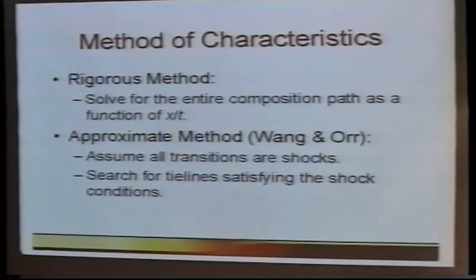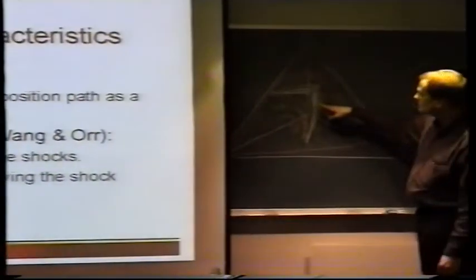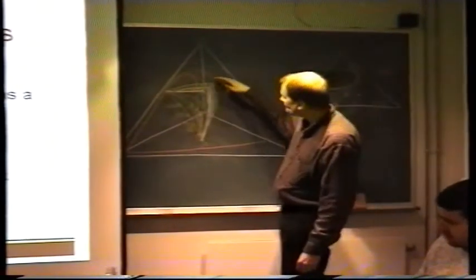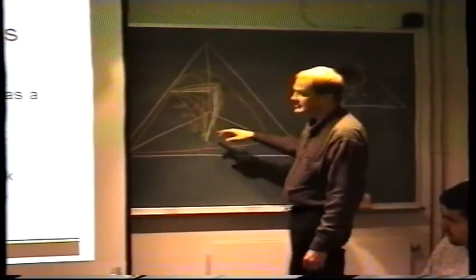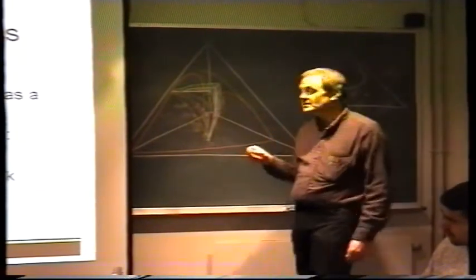Now there's been an approximate method that has been proposed by Wang and Orr at Stanford, and they say that if you assume that all the transitions from one tie line to the next are shocks, in other words, sudden transitions, then all you have to do is search for the tie lines that satisfy those shock conditions. Now in this case over here, there are 1, 2, 3 tie lines of interest.